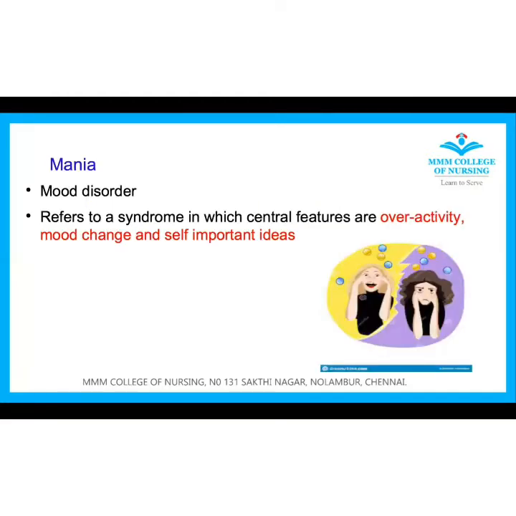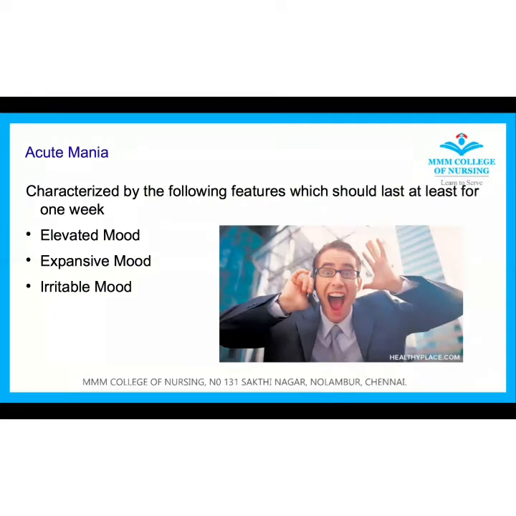What is mania? Mania is a mood disorder which has central features such as overactivity, mood changes, which may be towards elation or irritability, and self-important ideas. What is acute mania? Acute mania should have the following features, lasting for at least 1 week. This includes elevated mood, expansive mood, irritable mood.